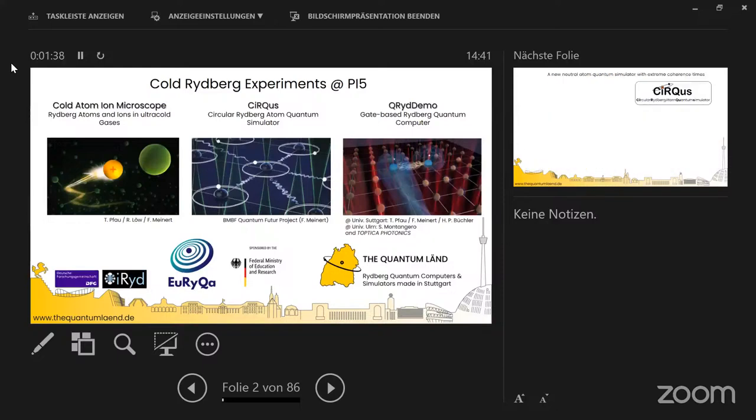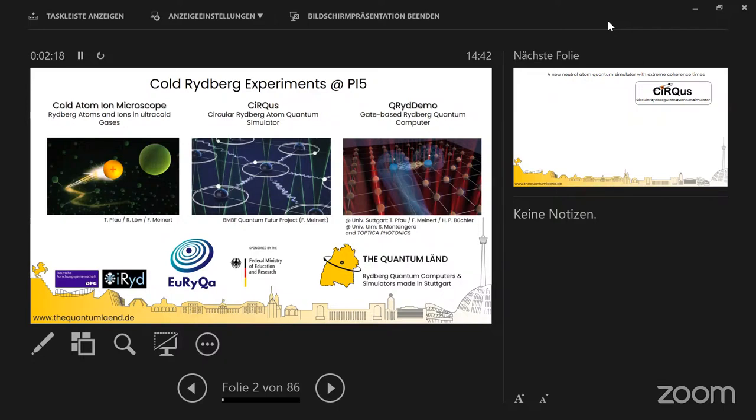Given the experiments that we have in Stuttgart at the Fifth Institute of Physics, that's the Institute of Professor Pfau, we basically have 3 cold atom machines that work with Rydberg atoms in various contexts. The first one is a rubidium gas experiment that is focused on studying impurities, ionic impurities, Rydberg impurities in degenerate gases, and that hosts a very special device, a so-called ion microscope, that allows us to image Rydberg atoms and ions with very high spatial and very fast temporal resolution as well.